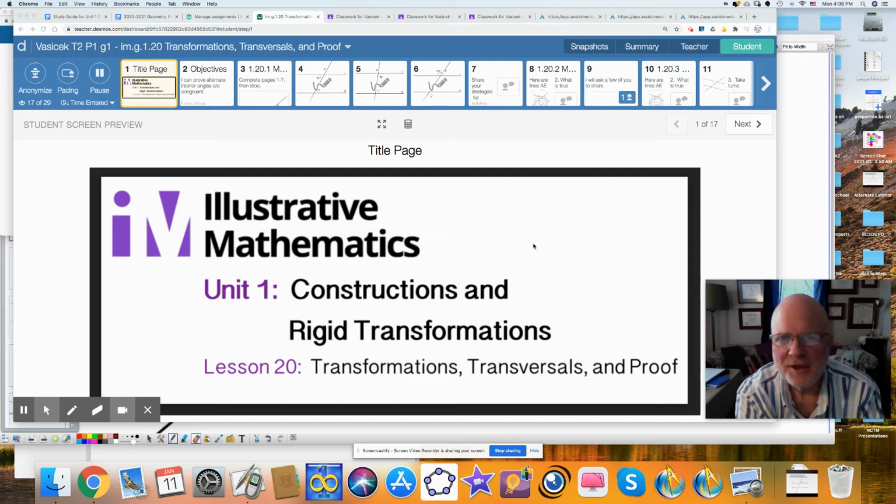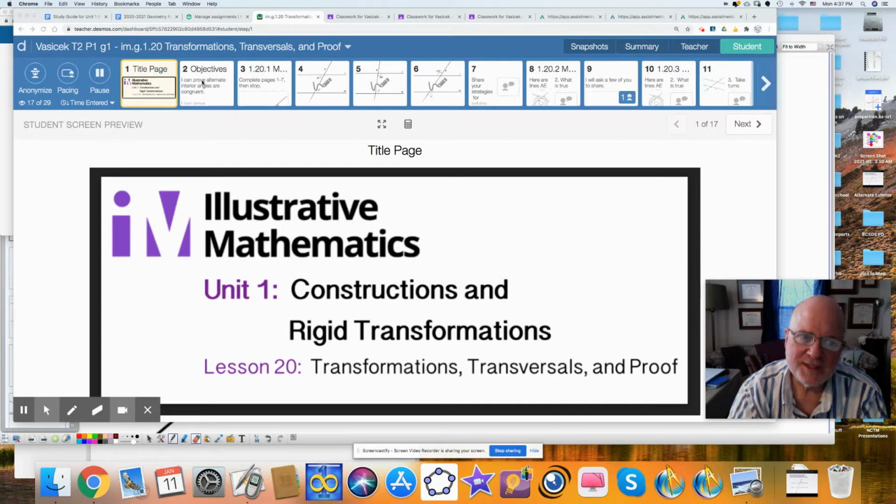Hi, I'm Mr. V. Today's Illustrative Mathematics lesson is from Unit 1, the second half, which is on rigid transformations. And we're on lesson 20, which is transformations, transversals, and proof. Wow, there's a lot of trans things, aren't there? Transversal, transformation, translation. A transversal is just a fancy word for a line that crosses two or more lines.